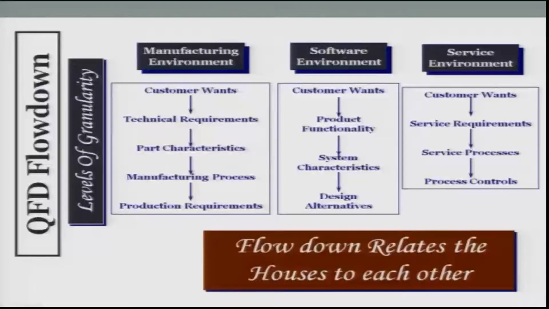So, the QFD flow down for the concept you are considering would apply in the manufacturing environment, the software environment, and the service environment. The customer would have some wants, based on which you will have some technical requirements. There would be part characteristics given for each piece of equipment or subgroup to be combined to make the product the customer wants. There would be a manufacturing process specified for that, and production requirements also specified.